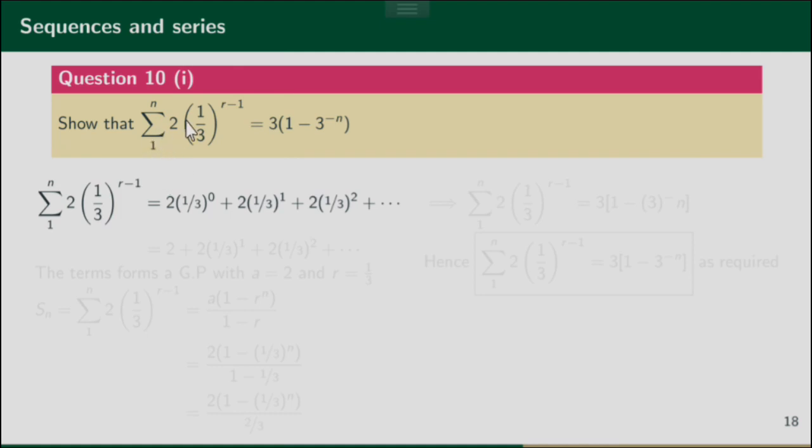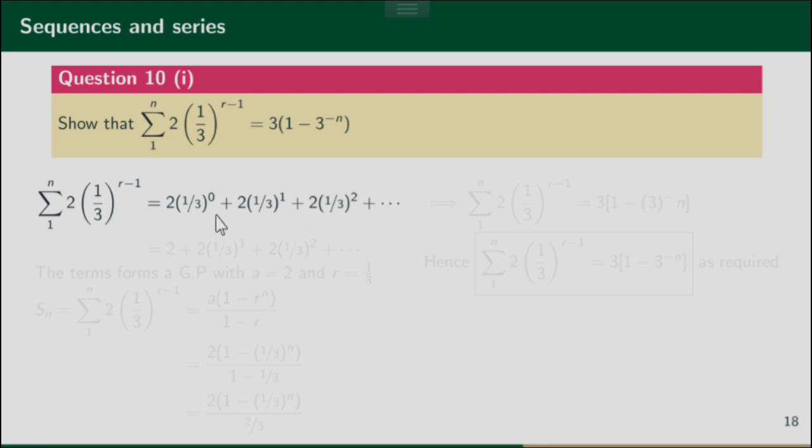Now, in order to proceed, let me write out a few terms in this series. r starts from 1, so I'll substitute r with 1. So I'll have 2 into 1/3 raised to the power 0. r moves on to 2. I have 2 into 1/3 raised to the power 2 minus 1, which is 1. And r goes to 3. 2 into 1/3 raised to the power of 3 minus 1, that gives 2, and it continues because I'm summing till a finite number n. But I will stop here so that I can see if the terms have a particular pattern.